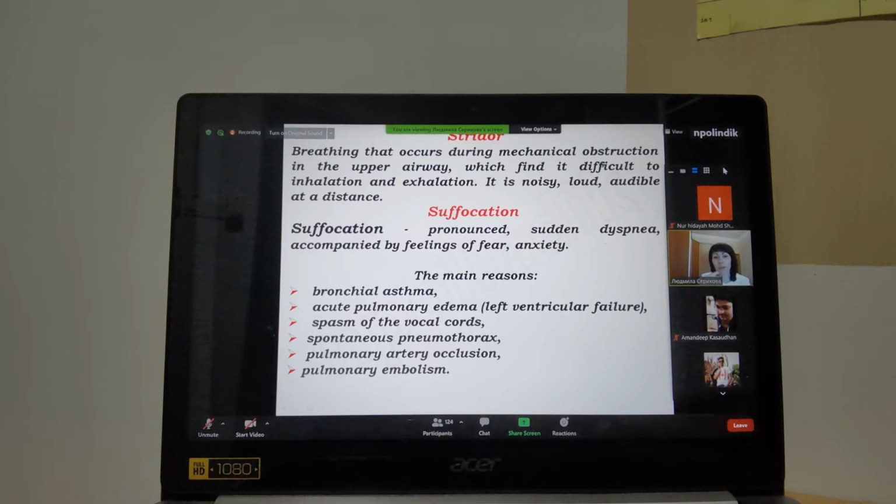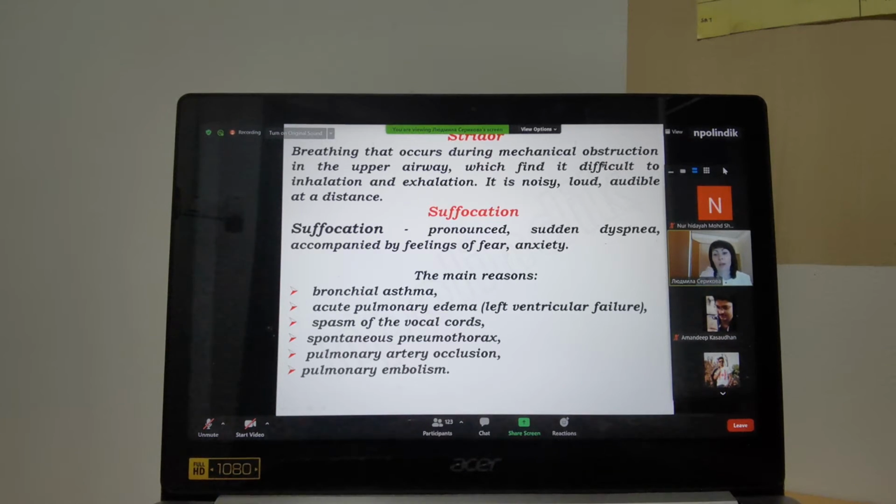We have dyspnea and we have suffocation. Here it is written about stridor, as far as I see, because I cannot see everything on my slides. About stridor: when we have something in the upper airways, like a barrier or compression by a tumor, by goiter, or maybe something artificial that has passed into the airways. Stridor is noisy, loud breathing which you can hear from a distance. That is stridor. And we have suffocation.